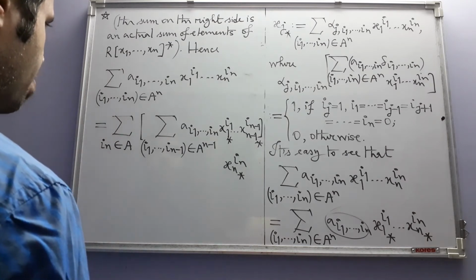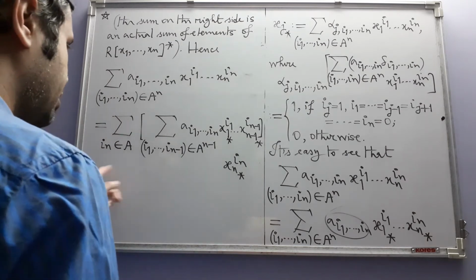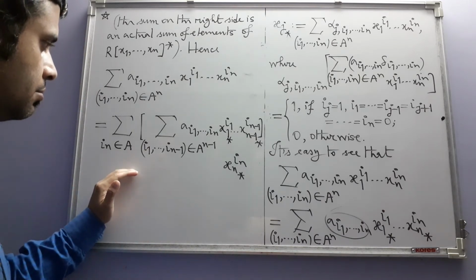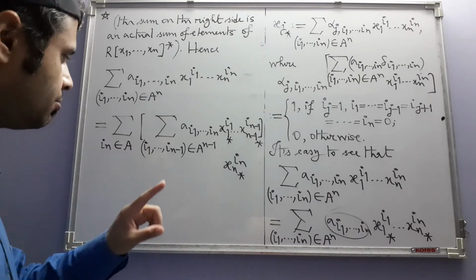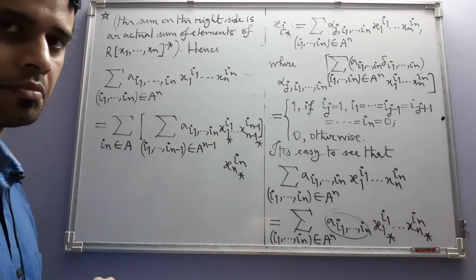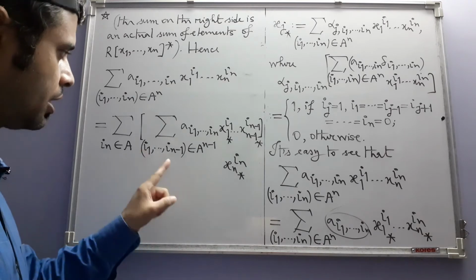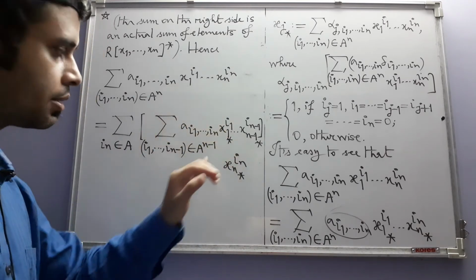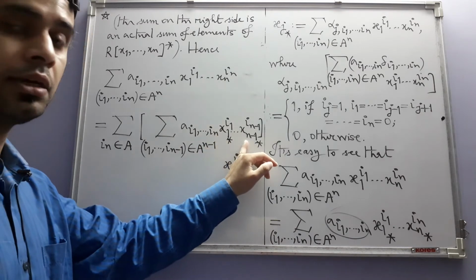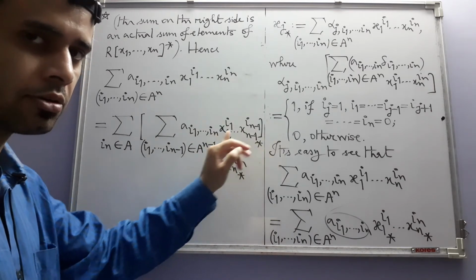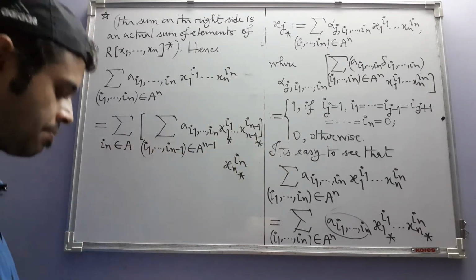Okay, now you look at this final expression. Doesn't it look like a polynomial in xn star where the coefficients are polynomials in the remaining n minus 1 variables? It looks just like that.